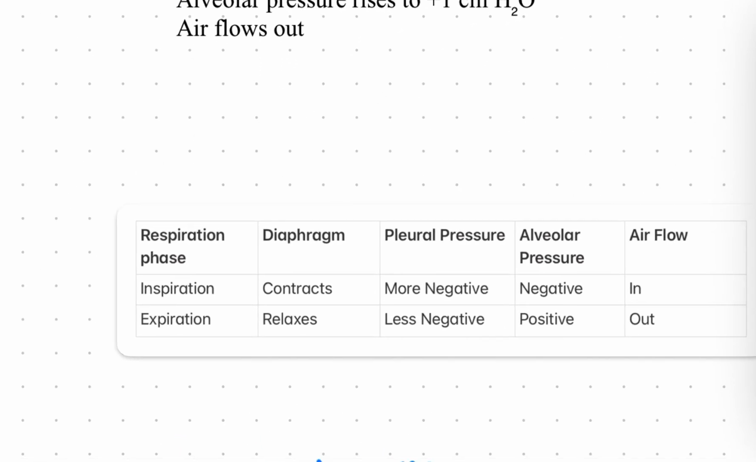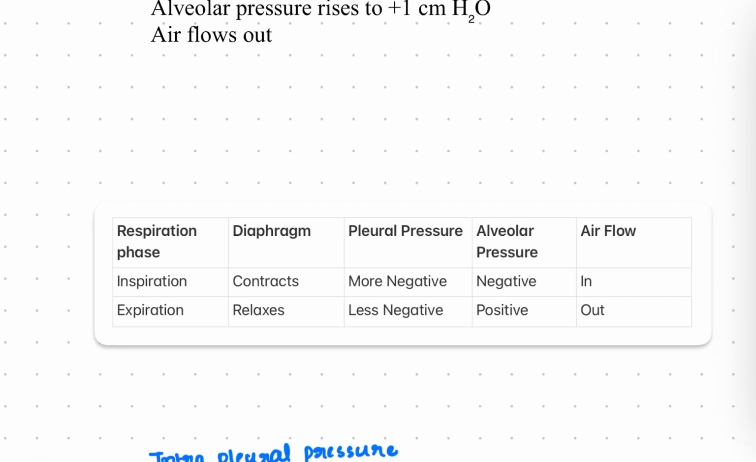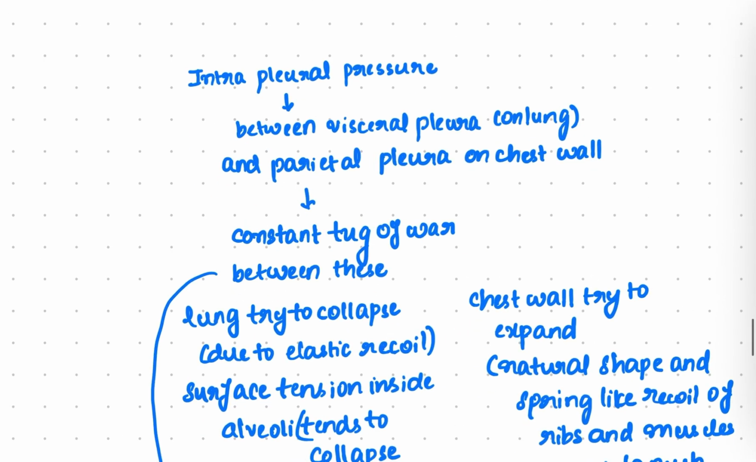So air moves outward. This table is showing that during the inspiration phase there is diaphragmatic contraction, the pleural pressure becomes more negative, the alveolar pressure is negative, so the flow of air is inward. During expiration, the diaphragm relaxes, the pleural pressure is less negative, the alveolar pressure is positive, so the air flows outward.